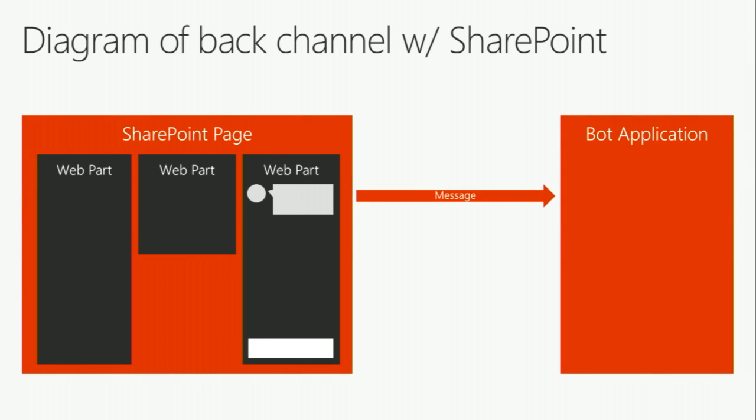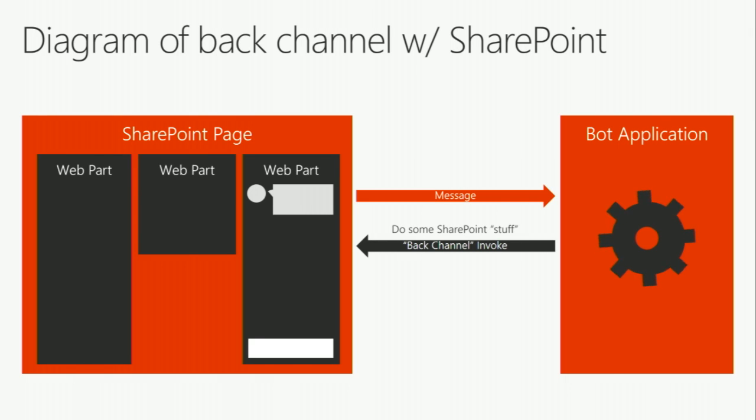And our bot application is going to start doing its thing. So here it's going to crank away, and it's going to say, you know what? I don't have all the information I need. I need some additional information. And so what it can do is call back to SharePoint through that back channel. It can say, I need some SharePoint stuff. And so it's going to invoke that across the back channel.